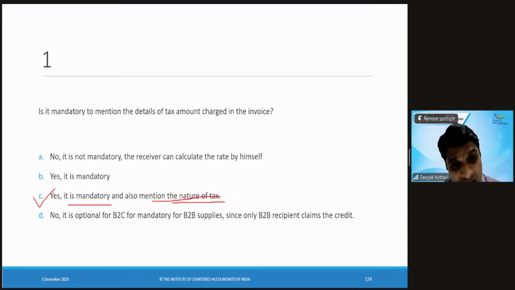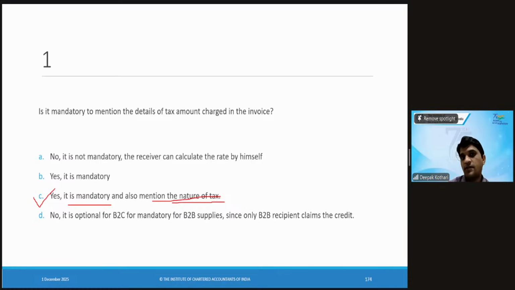RCM and FCM, no. RCM, FCM is a liability, Ram. We have to mention what is the nature of tax. The nature would mean whether it is a CGST tax, SGST tax, or IGST tax. So in case of intrastate supply, we have to mention CGST, SGST separately. And if it is interstate, we mention IGST.